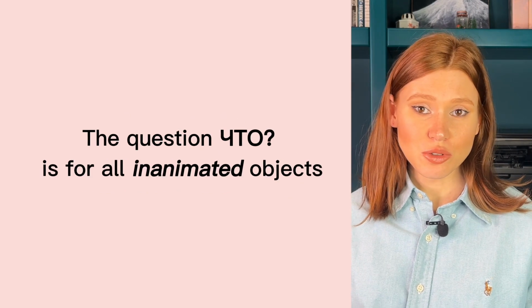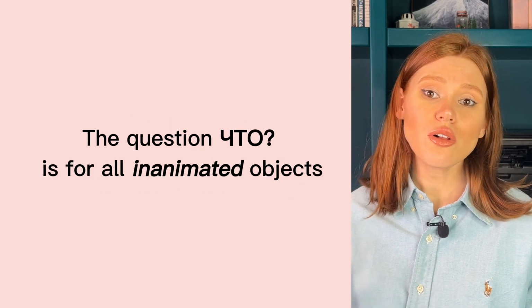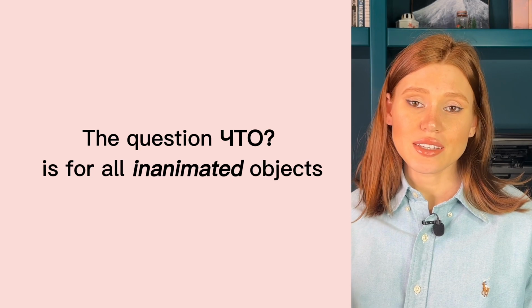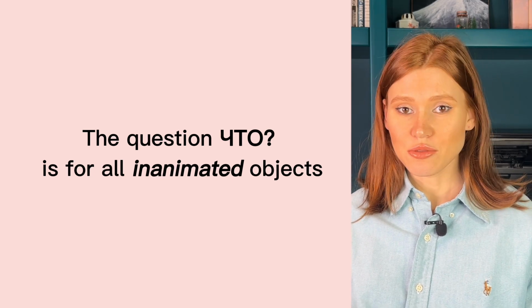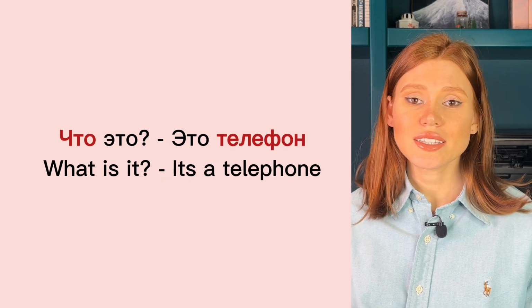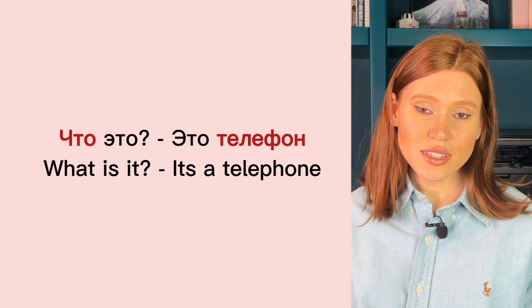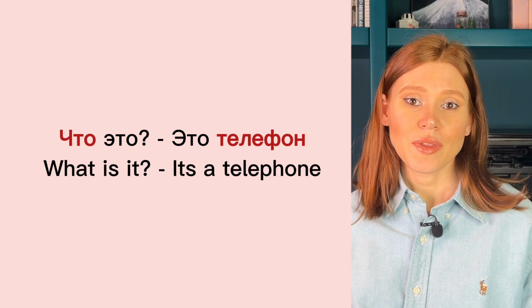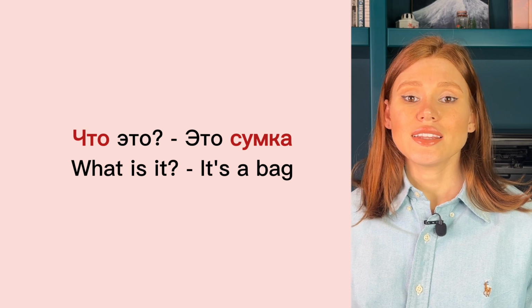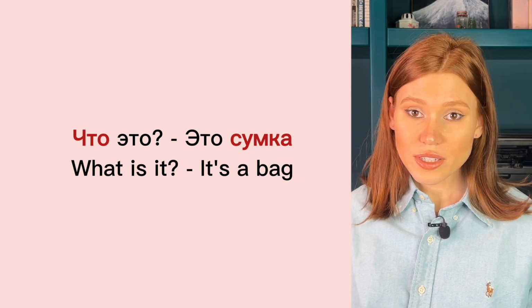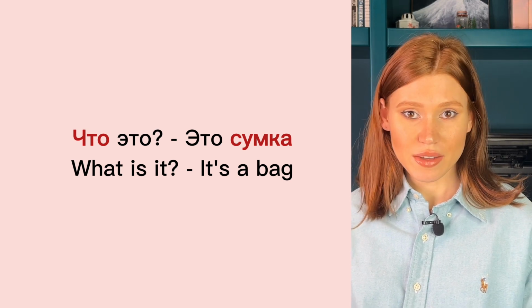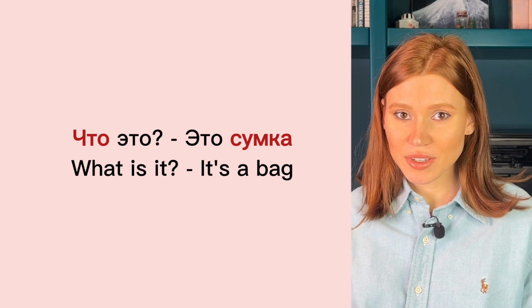And the question что is for all inanimated objects, nouns. Что это? Это телефон. What is it? This is a cell phone. Что это? Это сумка. What is it? It is a bag. So quite simple, yeah?